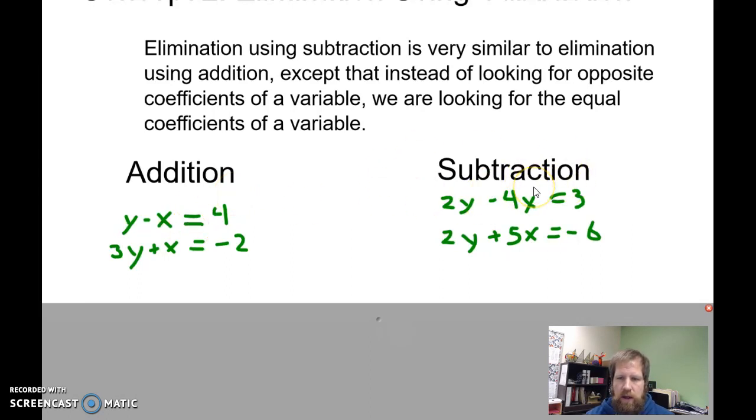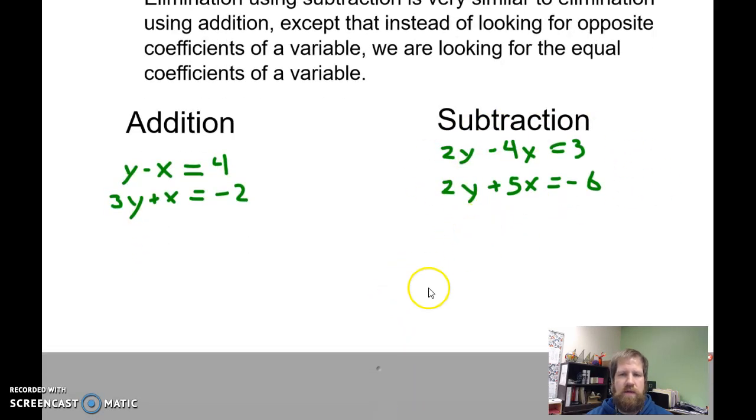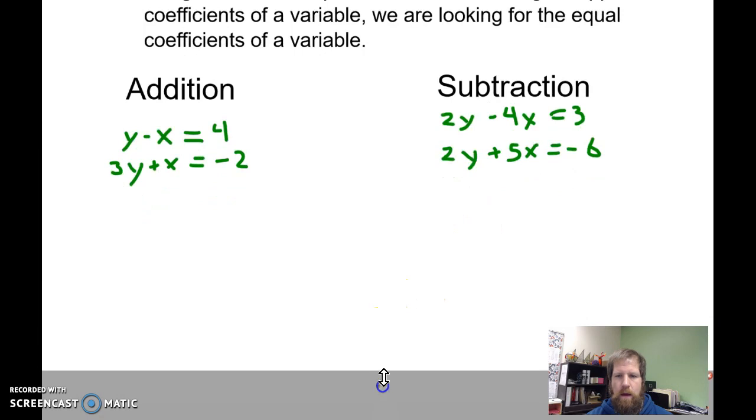Subtraction, same thing, except I don't have opposites. I'm looking for the same values, the same coefficient next to one of my variables. I've got 2y and 2y, so that's what I'm going to go with. I'm going to use subtraction to solve this system. So let's go ahead and do that.